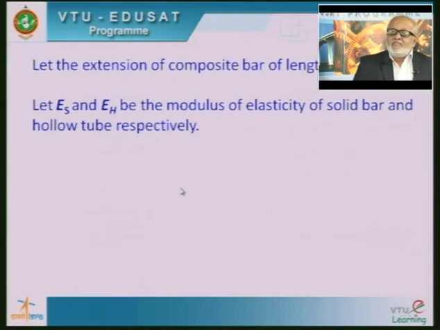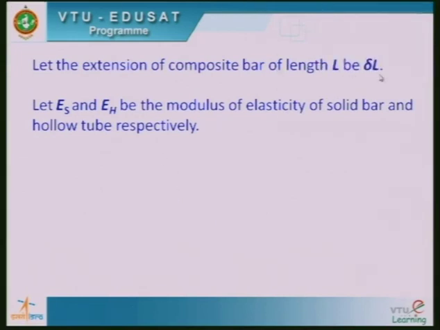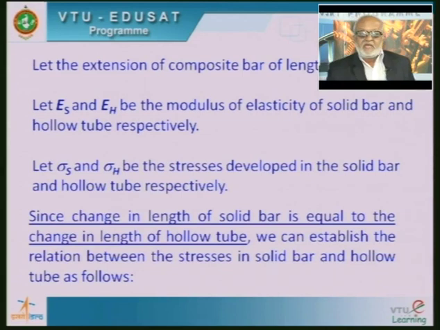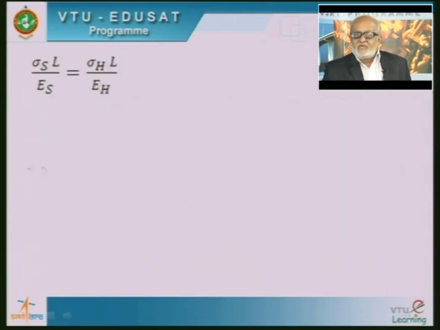Now let the extension of the composite bar of length L be delta L. Let ES and EH be the respective modulus of elasticity of the solid bar and the hollow tube. Let sigma S and sigma H be the stresses developed in the solid bar and the hollow tube. Particularly pay attention to what I have written here: since the change in length of the solid bar is equal to the change in length of the hollow tube, we can establish the relation between stresses in the solid bar and hollow tube as follows. Change in length of the solid, sigma S L by ES, is equal to change in length of the hollow tube, that is sigma H into L divided by EH.